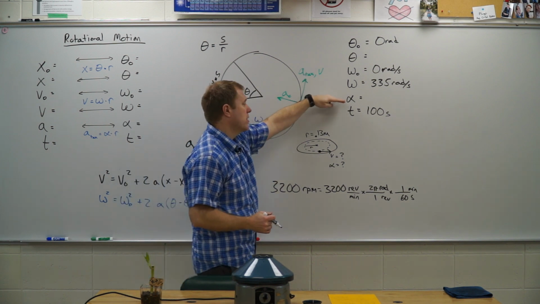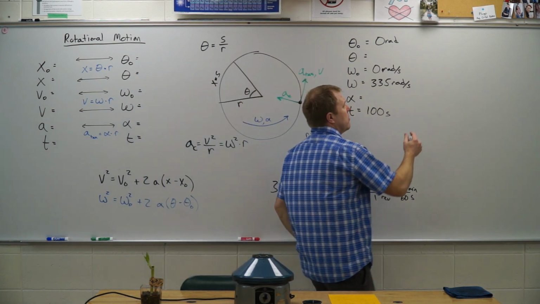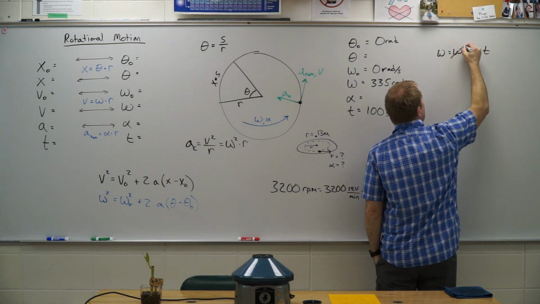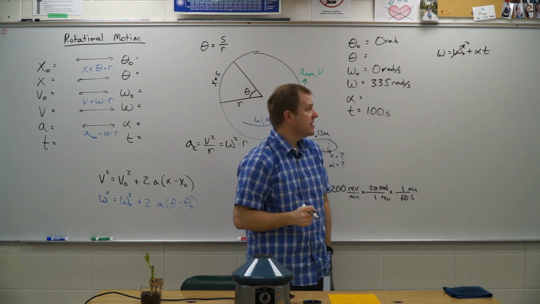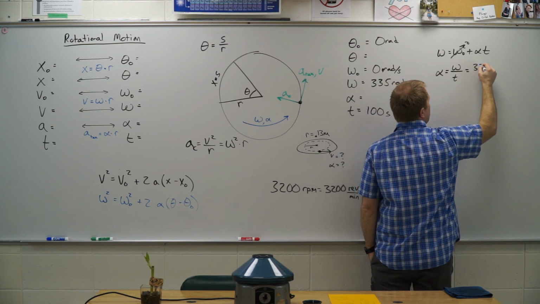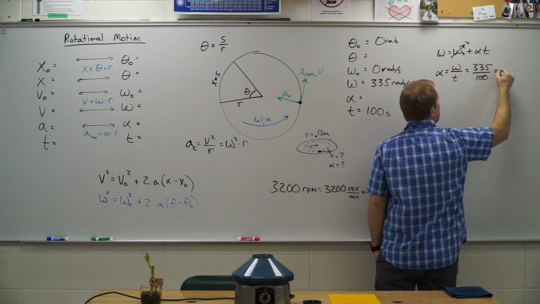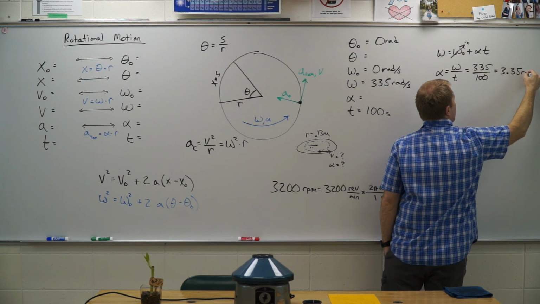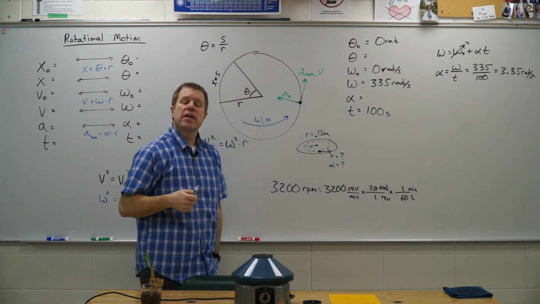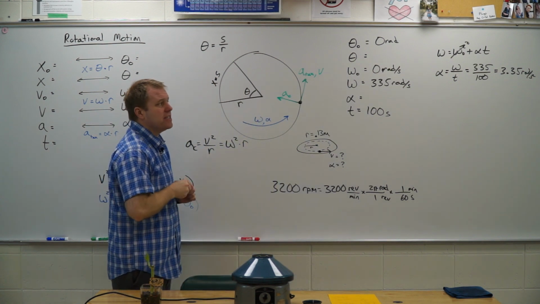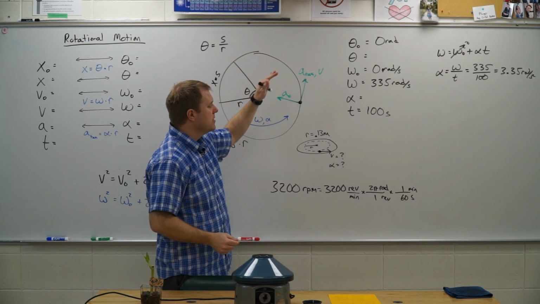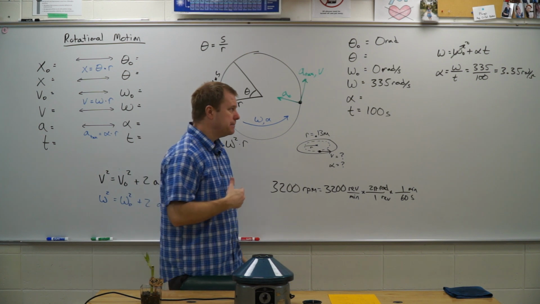Now to pick what equation, I'm going to pick one without theta. So that would be my equation number 1. So I have omega equals omega naught plus alpha t. Crossing out omega naught, that is 0, and solve. So my alpha is my omega divided by t, so my 335 divided by 100 gives me 3.35 radians per second squared. There. Okay, so that is the angular acceleration. So every second it is speeding up by 3.35 radians per second. And it does that for 100 seconds, at which point it reaches that 3,200.